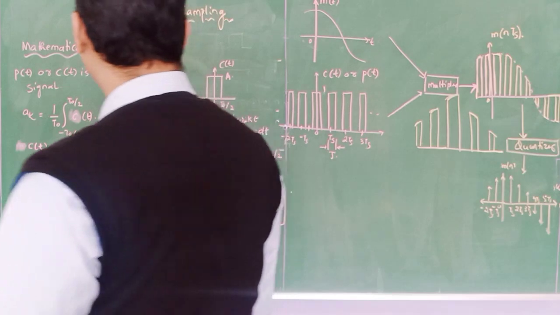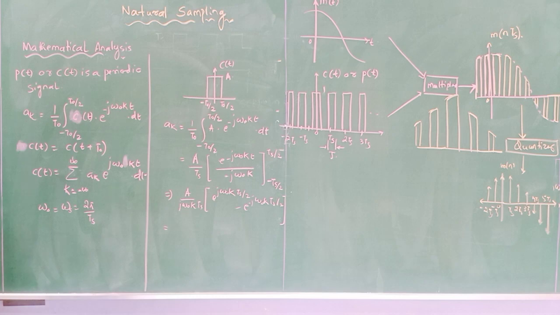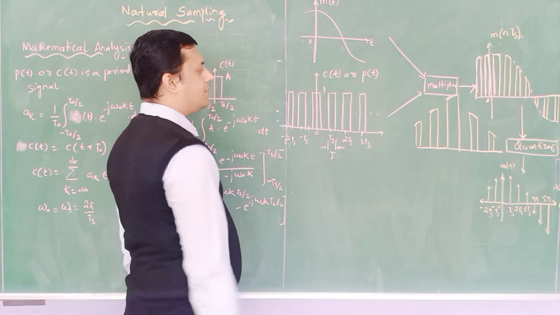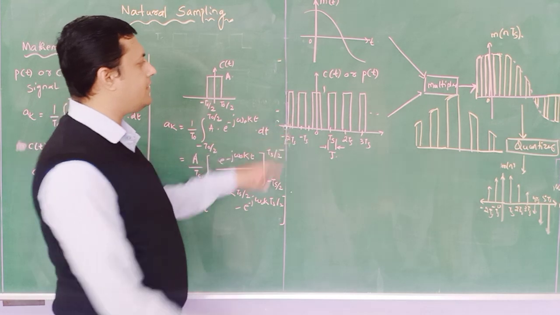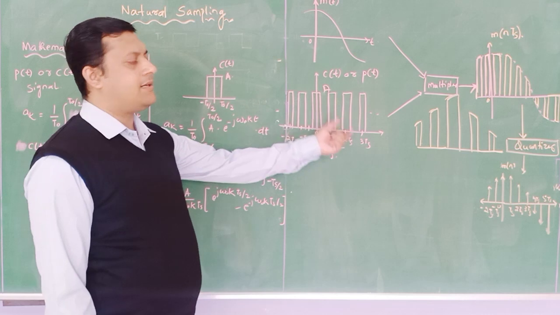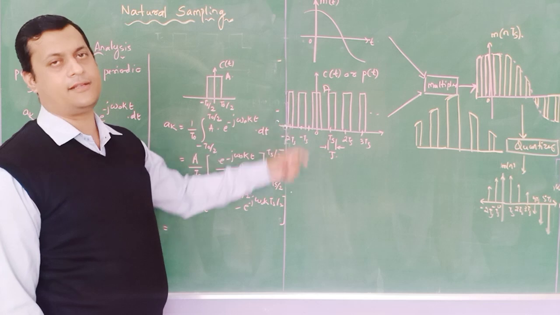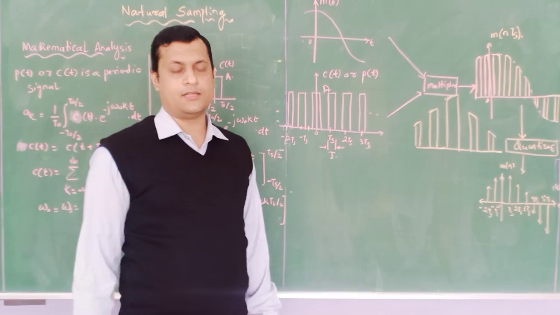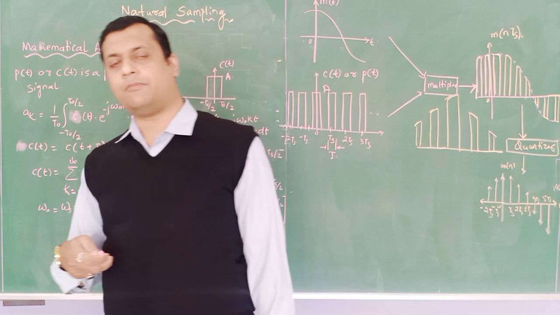So for the mathematical analysis, we need some assumptions. What are the assumptions? First, as you can see in this figure, it is a continuous rectangular pulse train having a certain amplitude 1, or you can consider A, which is repeated at a regular interval of time Ts. Let us consider it a periodic signal. If it is a periodic signal, you need to analyze it with respect to the Fourier series. Whenever the Fourier series comes into the picture, you need to identify the coefficients of that particular signal.